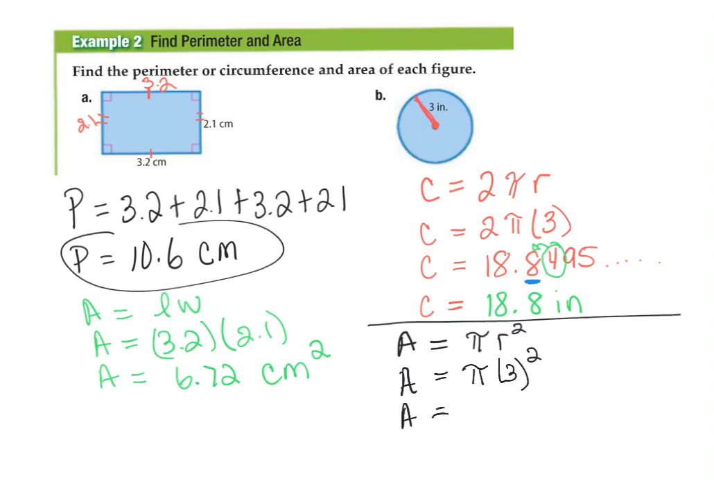The calculator will give me approximately 28.2743... Again, I need to round. I will round to the nearest tenths. So this time, when I look at my answer, the first place after the decimal is 2, but now the second one is 7, larger than 5, so I will round up. My final answer will be 28.3 inches. We're talking about area, so squared.